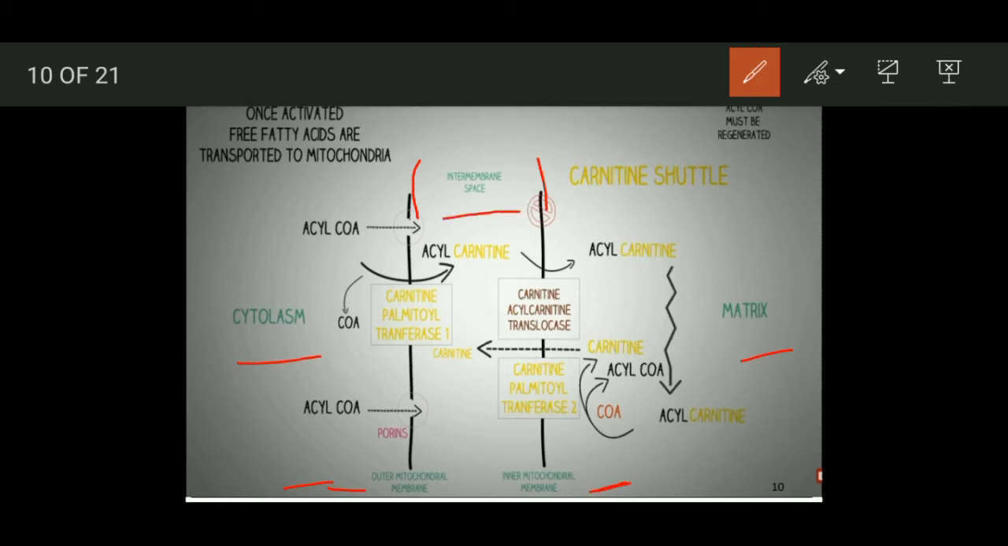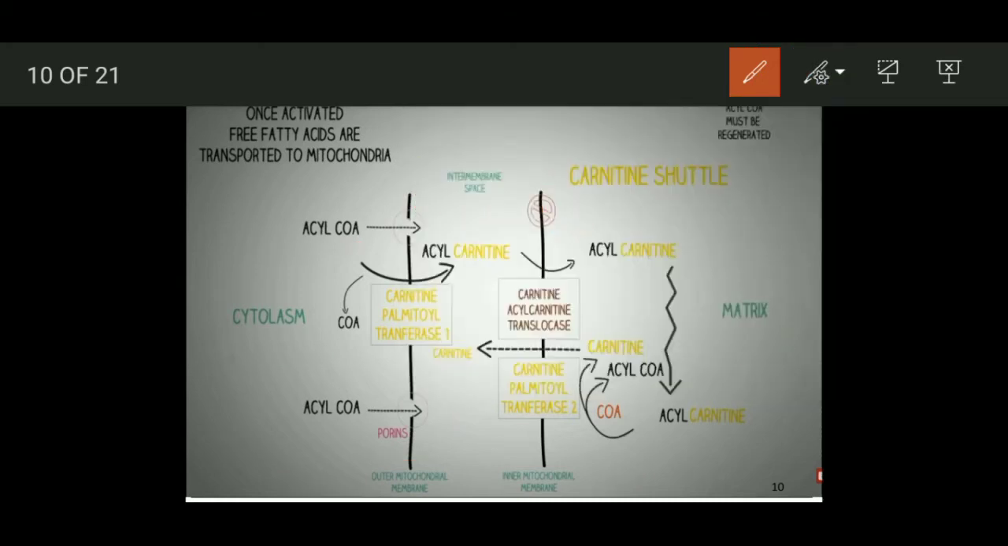The acyl coenzyme A can enter through the outer mitochondrial membrane, as it is permeable because it has some pores called porins, which allow the entry of acyl coenzyme A. But the inner mitochondrial membrane has no such pores, so it is impermeable for acyl coenzyme A to enter. So for that there is another mechanism operating here, which is called the carnitine shuttle. Very important concept here, guys. So now let's see.